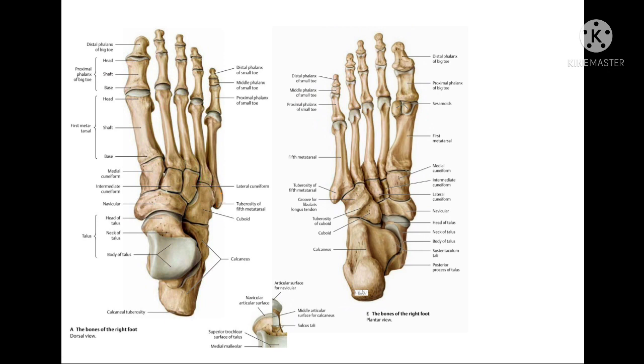Now, the base of the first metatarsal, which presents a kidney-shaped articular surface, articulates with the distal surface of medial cuneiform. Similarly, the base of the second metatarsal, which presents a triangular outline, articulates with the distal surface of intermediate cuneiform. And the base of the third metatarsal, which again presents a triangular outline, articulates with the distal surface of lateral cuneiform.